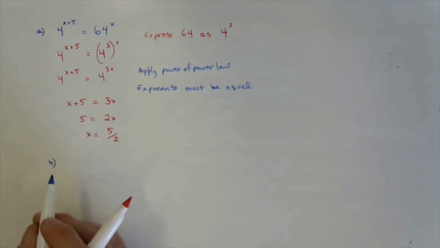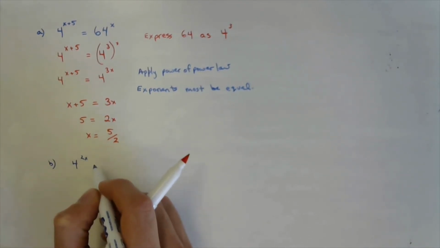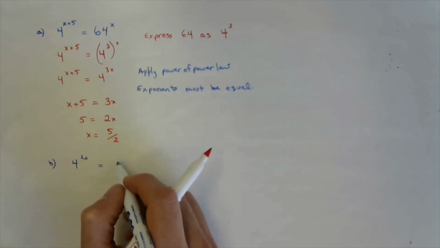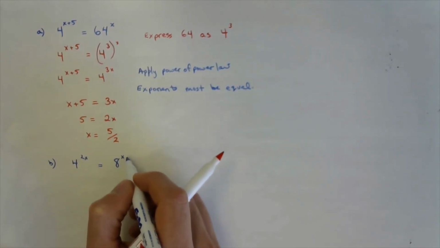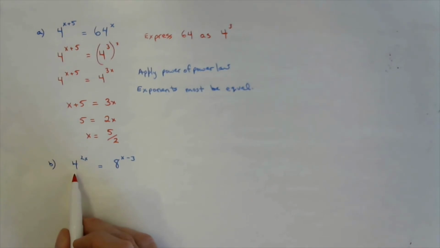The second and final example is 4 to the power of 2x equals 8 to the power of x minus 3. This one is slightly trickier, but again, you're going to look at both bases and see if you can express each of these as a power with the same base. Your immediate thought is, maybe I can use 4 because it's the smaller number, but then you realize that 4 times 2 is 8. I can't actually express 8 as a power of 4, but there is a number that I can use. So we use 2 as a base.